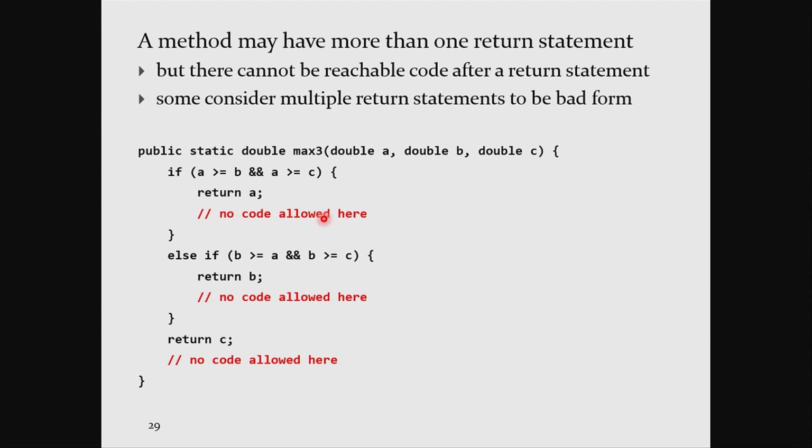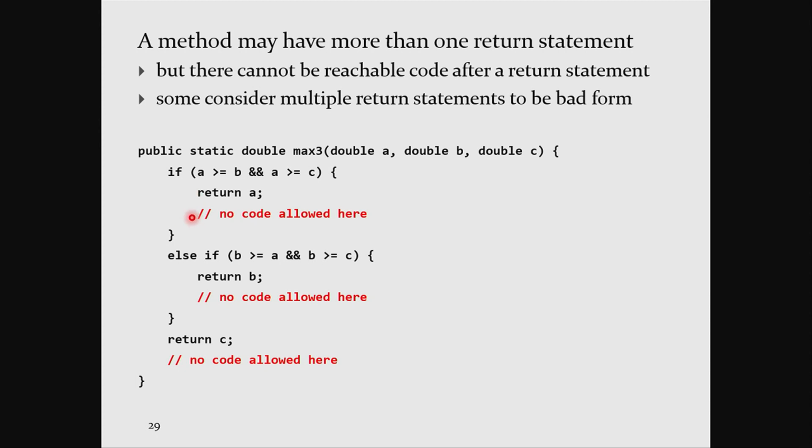All right, now, can you have more than one return statement? Yes, you can have more than one return statement. But you're not allowed to have any reachable code after a return statement. So here, instead of using this variable result, I can just return A. If A is bigger than B and A is bigger than C, well, A must be the largest value, so I can just return A.